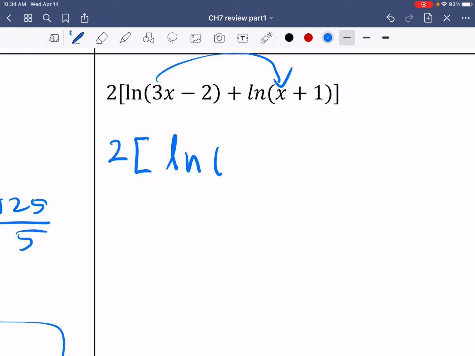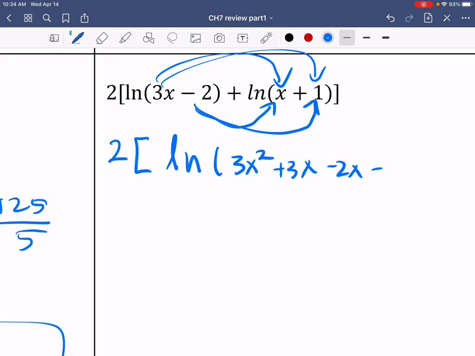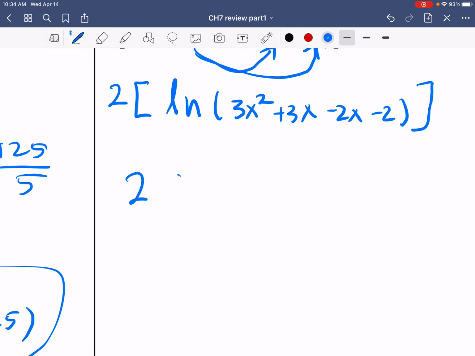3x times x is what? 3x squared. 3x times 1 is plus 3x. Negative 2 times x is negative 2x. Negative 2 times 1 is negative 2. Like that. And if you simplify it, you're going to get 3x squared plus x minus 2.